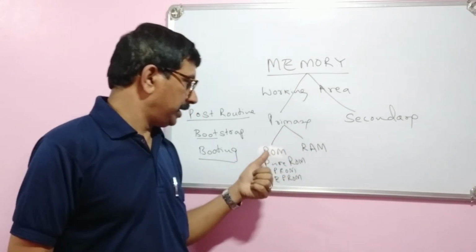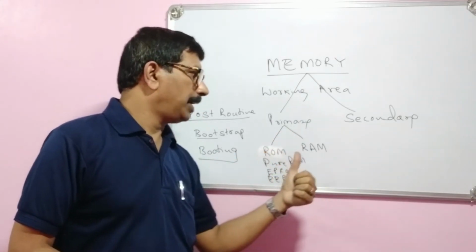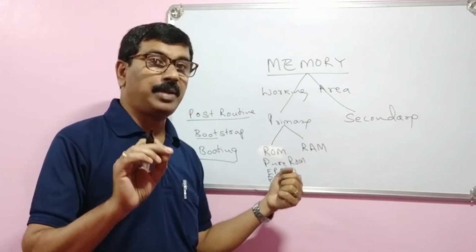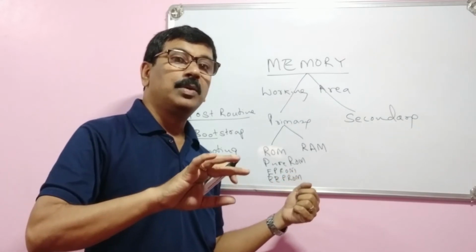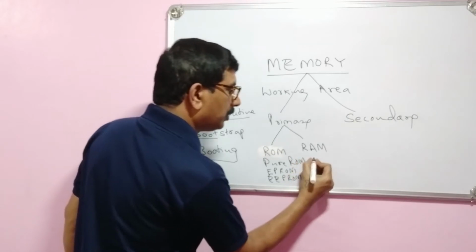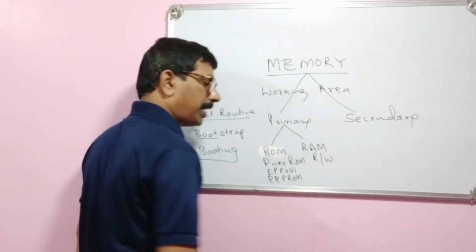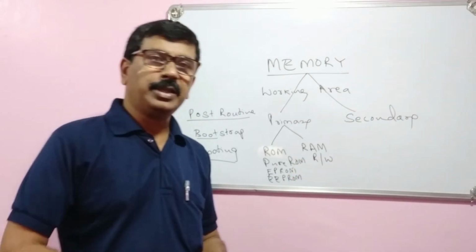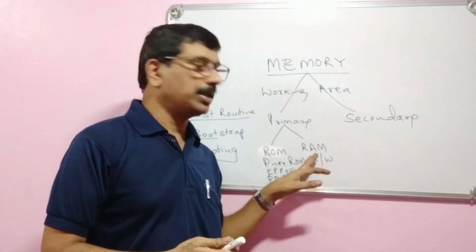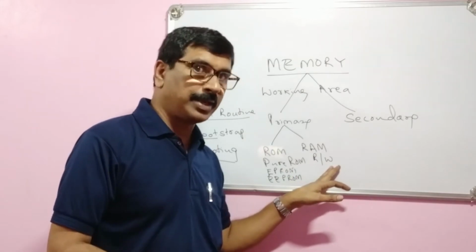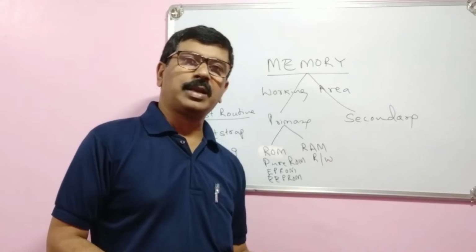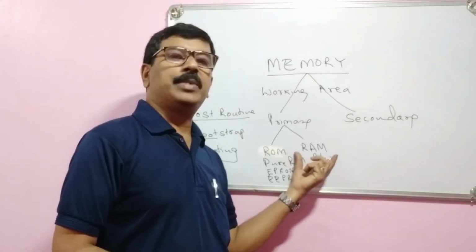And this primary memory, as I said, is ROM, and another one is RAM, random access memory. Random means more than one access. For the RAM, there will be commonly two types of access, read or write. We are reading the information from the RAM as well as writing onto RAM. That's why this is called random access. We can read as well as write onto that memory.